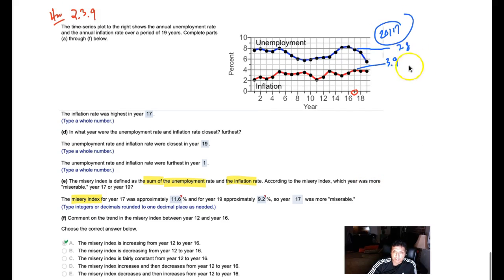I get 11.7 by approximating, but it's close to 11.6. Again, the computer will round this a little bit, but again, looking at what those numbers are.